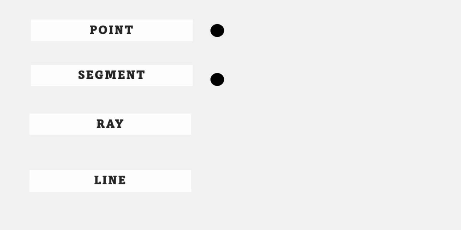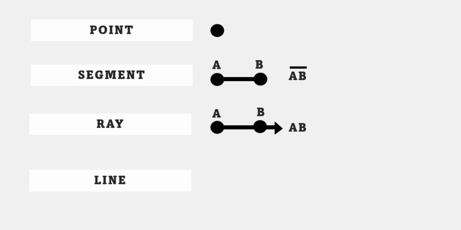A segment connects two points. So let's call this example point A and point B. So this is an example of a segment. A segment has a beginning and it also has an end. So you can write this as segment AB. Now a ray on the other hand has a beginning but it does not have an end. So a ray has one arrow. So you can write this example as ray AB.